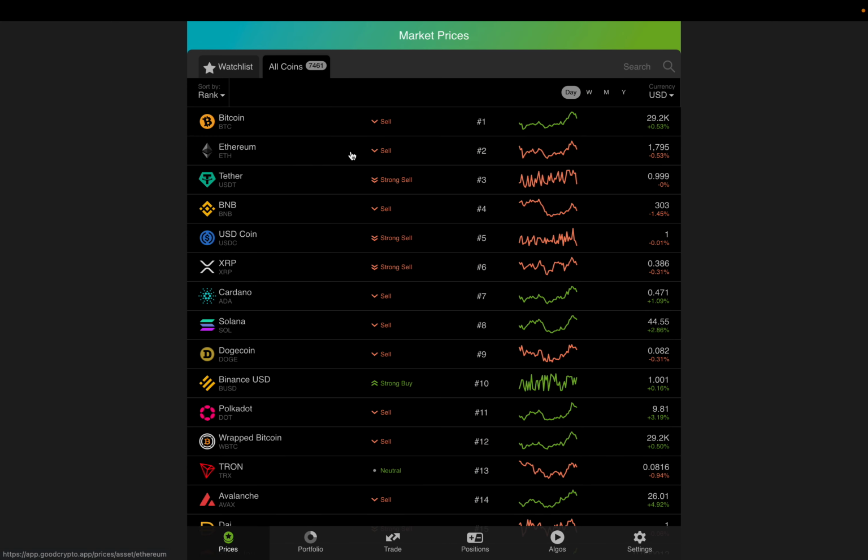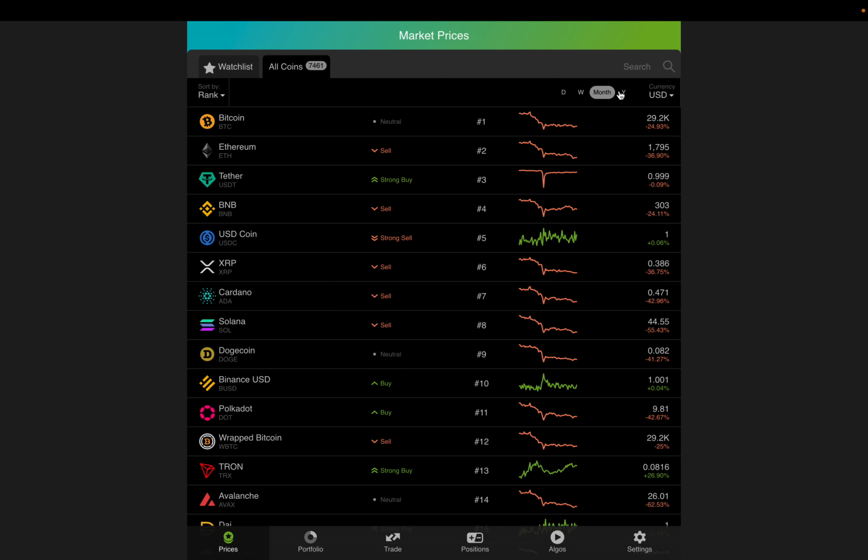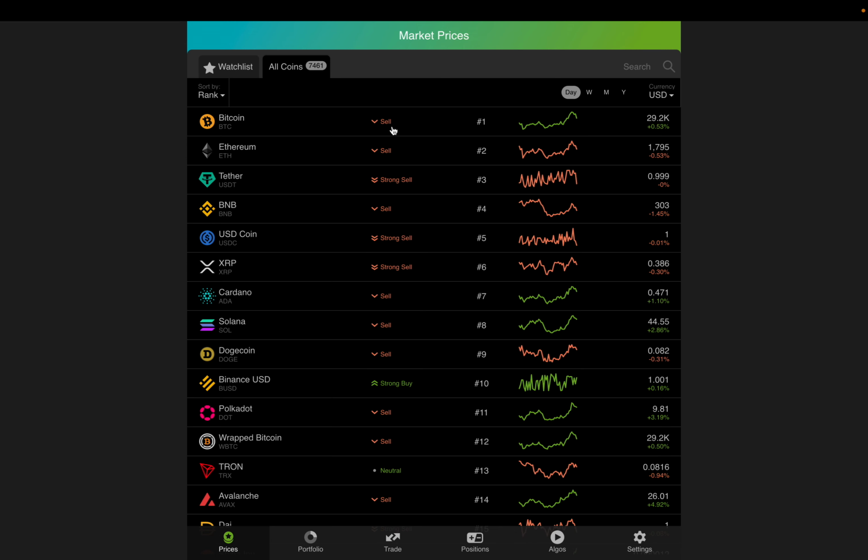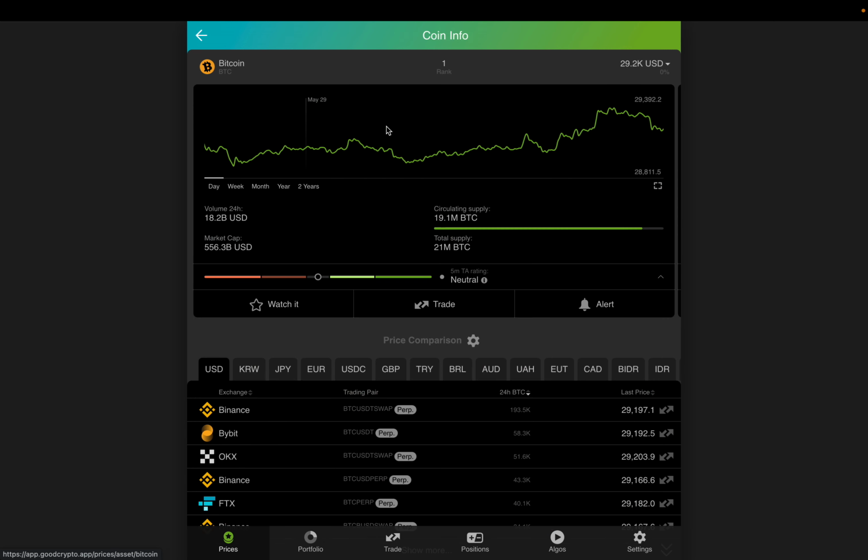The same goes for this list here. So whenever you change the period here, the periods on which the technical analysis rating is calculated also change. The logic behind these calculations, behind these indicators, is closely based on what TradingView does, the very popular TradingView technical rating, or technical analysis indicator.